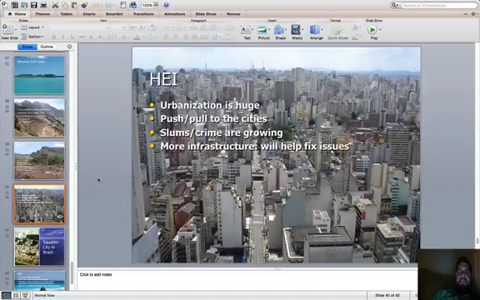So the pull factors coming into the city are going to be better jobs, better education, hopefully better living conditions, things of that sort. And obviously the push factors pushing them out of the countryside are all the negative things, the lack of opportunity, the lack of education for their children.